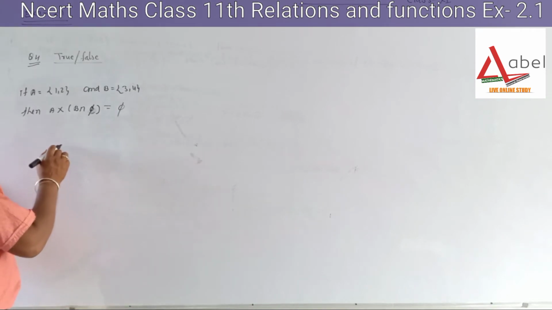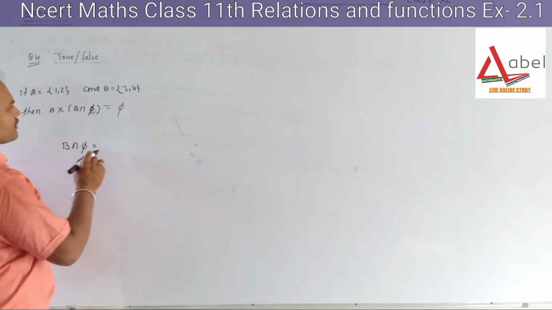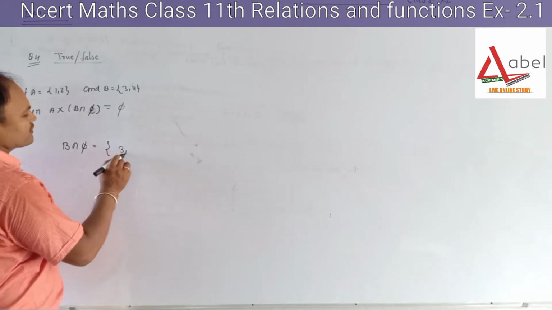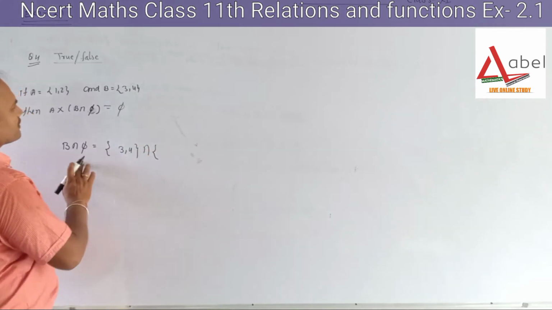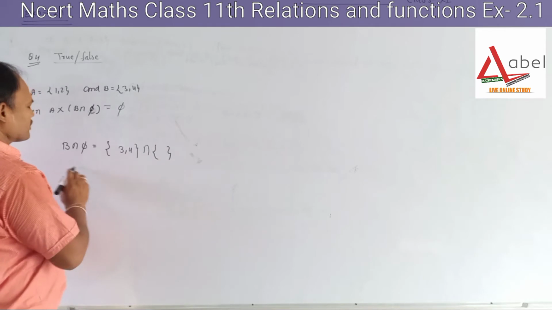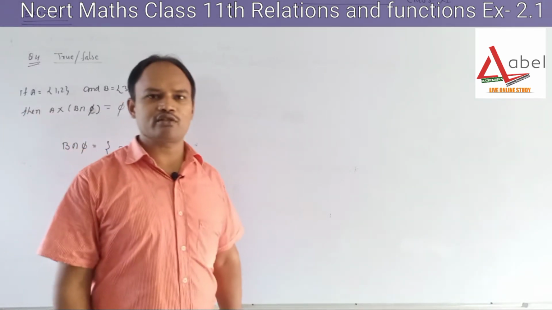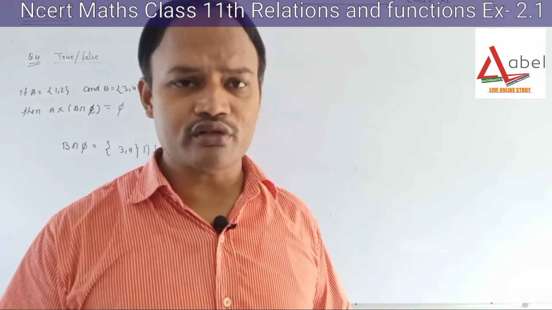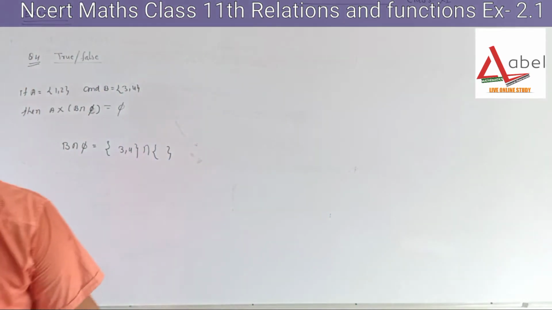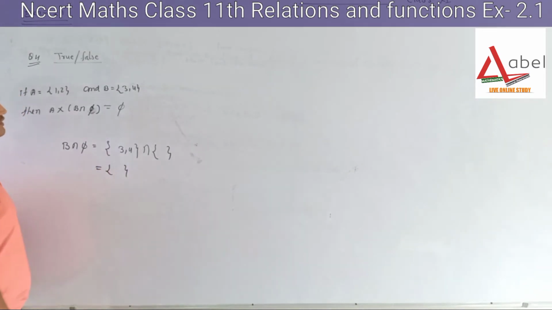Look here. Firstly, we are going to find B intersection phi. You know very well that B is {3, 4}. It is an intersection. What about phi? Phi means the empty set. What is the intersection between them? When we talk about the intersection, we mean the common elements between them. If there is not any element in phi, how can there be anything common? So B intersection phi is equal to phi, the empty set.